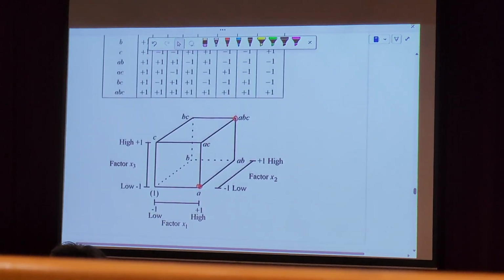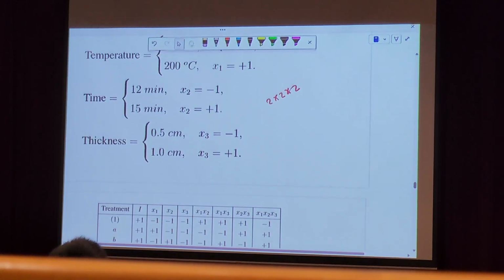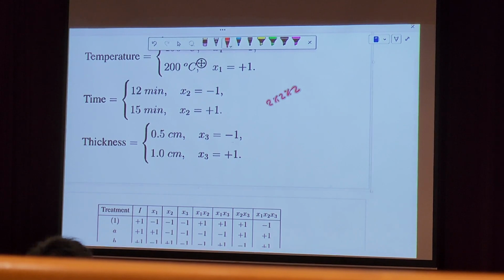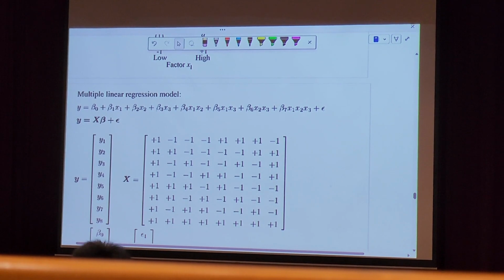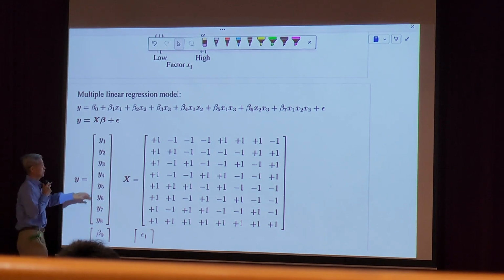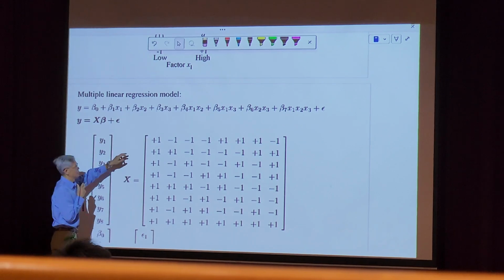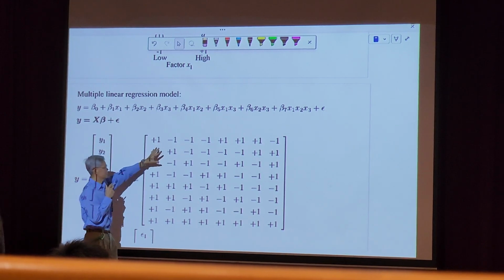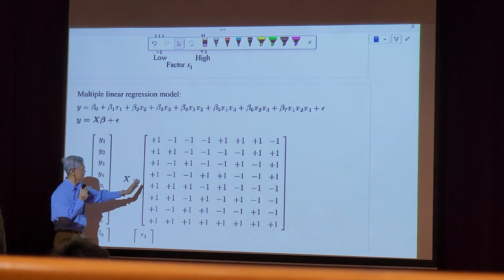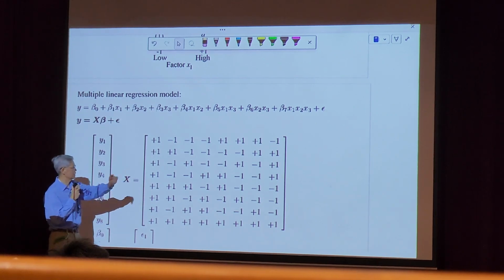And for a low setting, I define to be -1. High setting is +1. So now I will make the 8 batches of cookies, and my regressor variables will be the 8 settings. So Y1 refers to the 8 settings, okay? 1, 2, 3, 4, 5, 6, 7, 8.